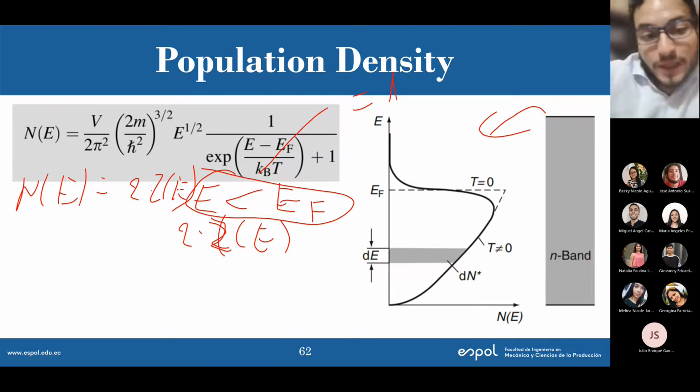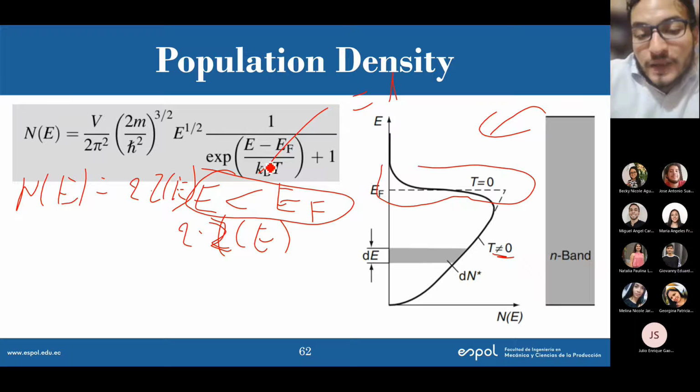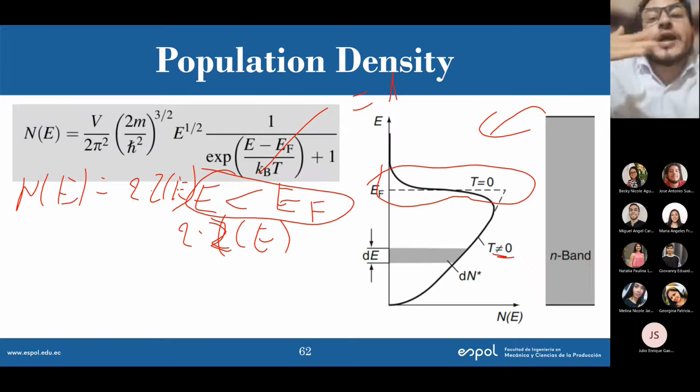Now if I have a case when T is not equal to 0, and E is almost approaching EF, you can see what happens here. It's the same as we had before for the density of states. It's this sort of gradual change of the electron density.